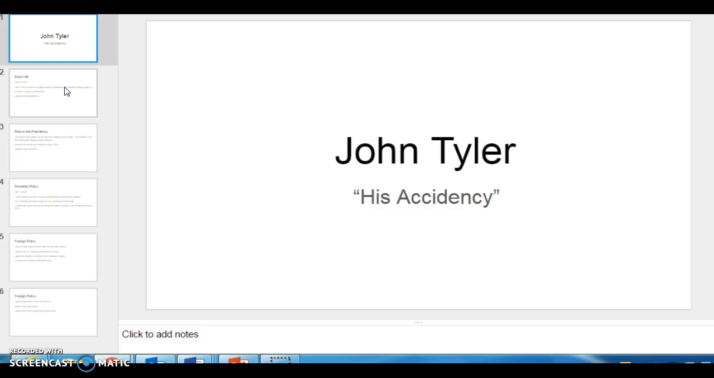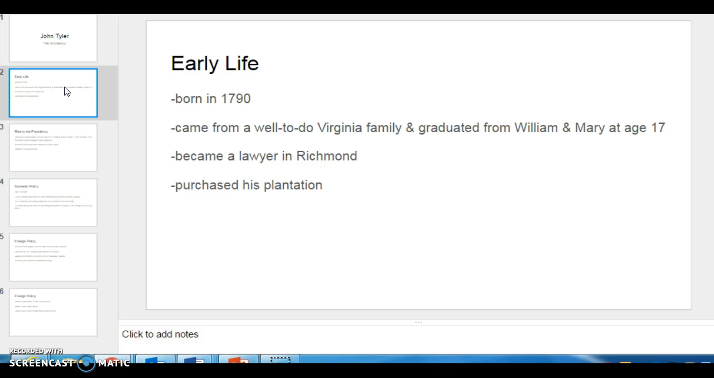Early life: he was born in 1790 to a well-to-do Virginia family, and he graduated from the College of William and Mary at the age of 17. And he was really known as a strict interpreter of the Constitution. So he tried to stick close to what the Constitution said, basically. After this, he became a lawyer in Richmond, and he purchased his family plantation.